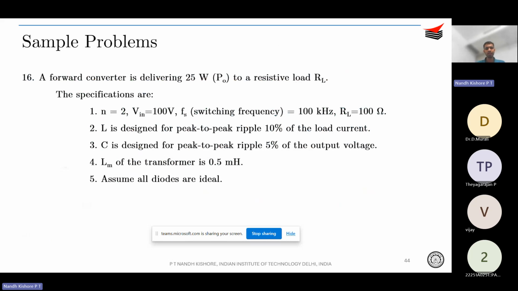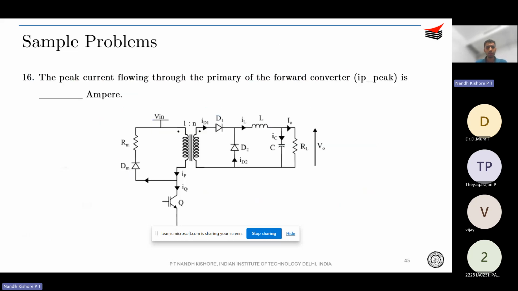A forward converter is delivering 25 watts of power and the specifications are given. The peak current flowing through the primary of the forward converter. So what is IP?